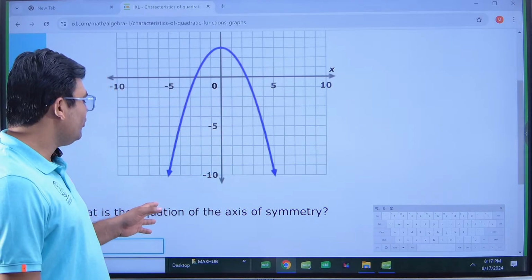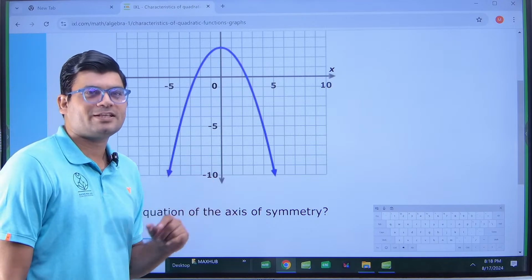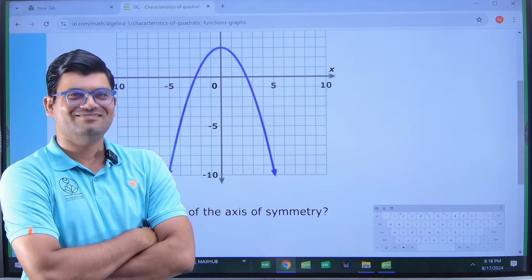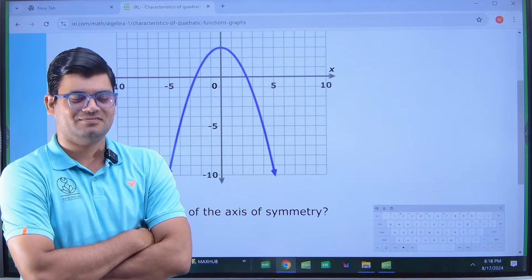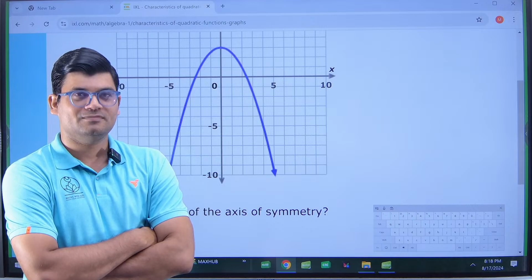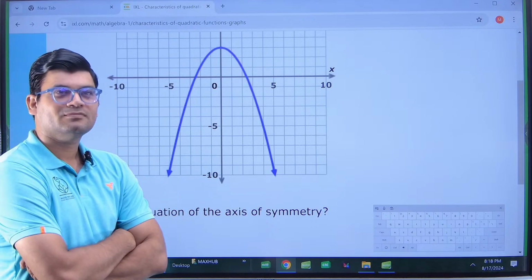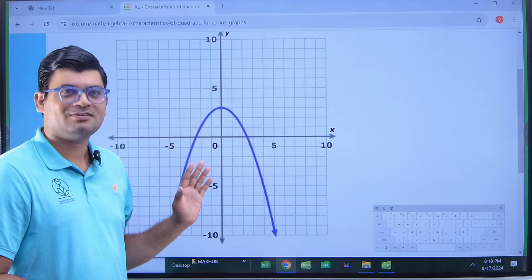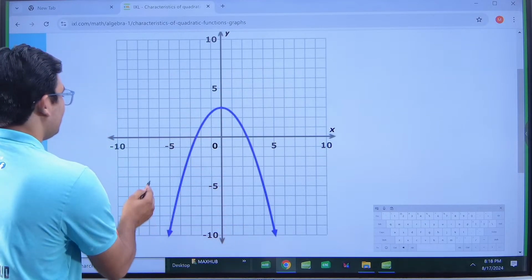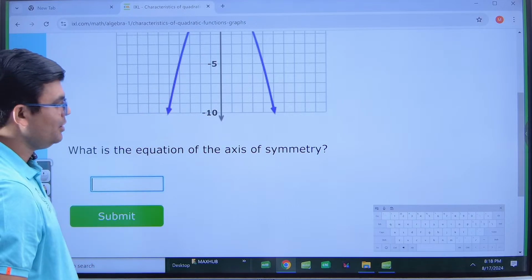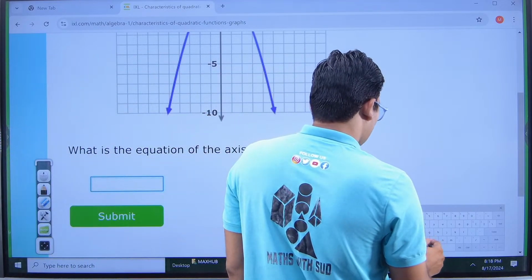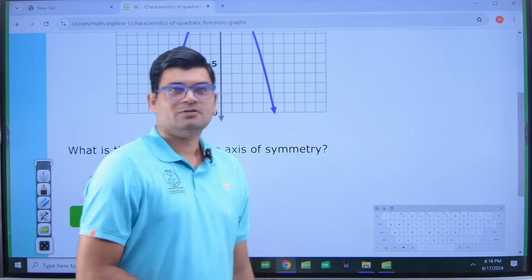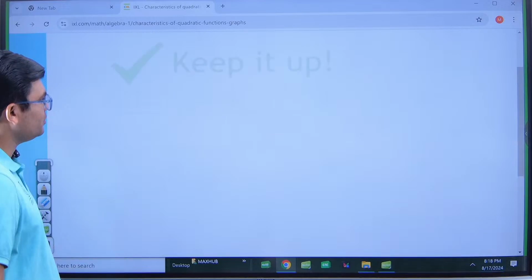Yeah, you have to tell me the axis of symmetry. First, tell me what is the axis of symmetry here? It's the middle of the parabola. So the middle of the parabola is the y-axis. So what is the equation of the y-axis? 4. No, you have to write the equation, my dear. The equation is x is equal to 0. Yeah, for the y-axis, x is going to be equal to 0, right?